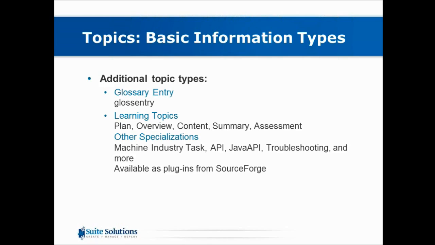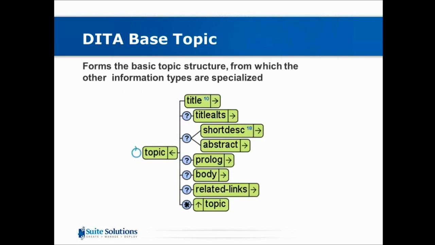Some additional topic types, for example, are for glossaries, for learning or training. There's a whole large specialization for learning, which is actually now part of the 1.2 spec. There's a special task for machine industry, which is a little bit more detailed and structured. APIs, troubleshooting, and there's a lot more. And you can go to SourceForge and you can download some. And there's also people in the community that often donate their own specializations. So really, it all comes down to the basic DITA-based topic.